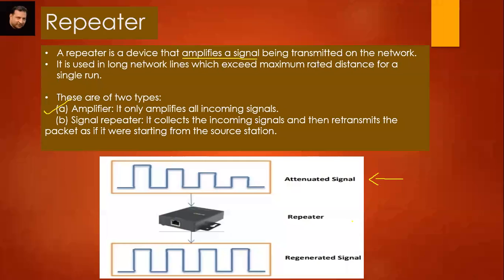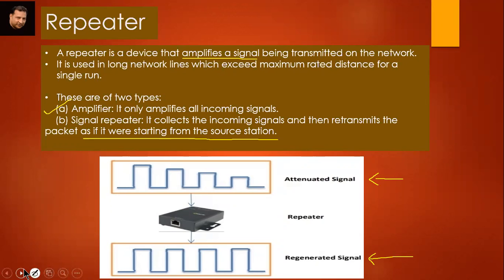If we use a repeater in between, see the regenerated signals. So these regenerated signals are as if they were starting from the source station. जैसा ओरिजिनल था, सोर्स से शुरू हुआ था, ऐसा ही रिपीटर के बाद सिग्नल्स हो जाते हैं. So this is the benefit of a repeater.